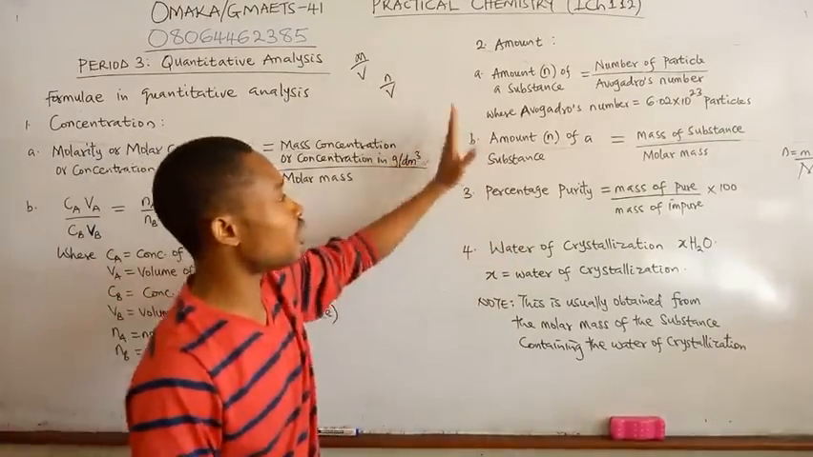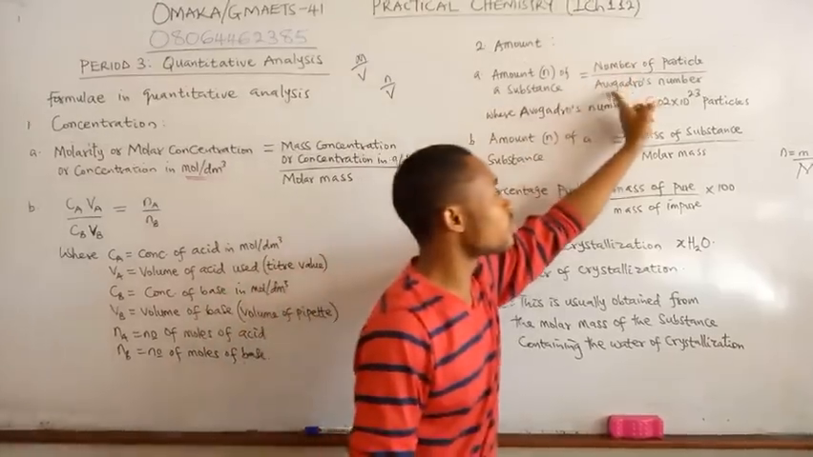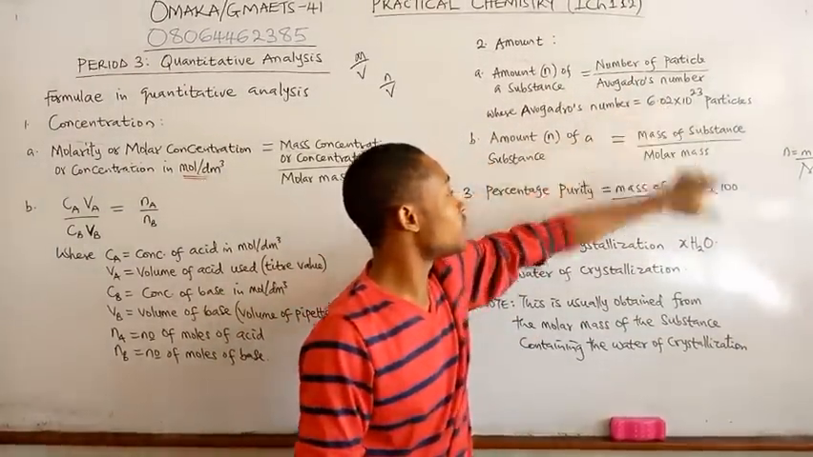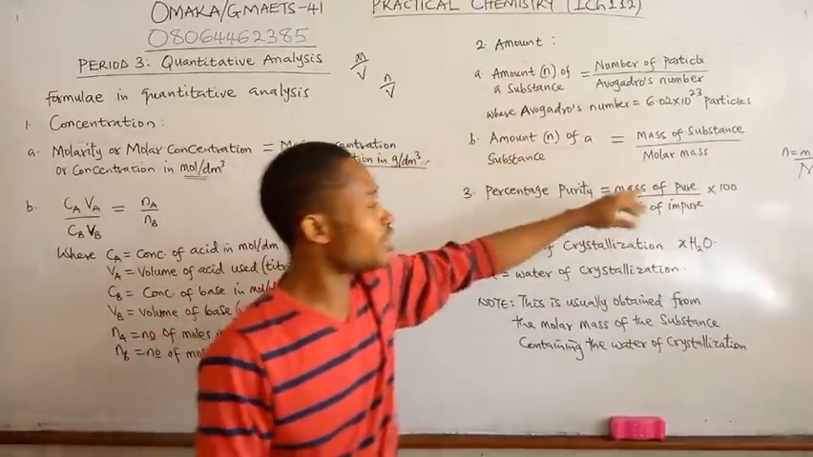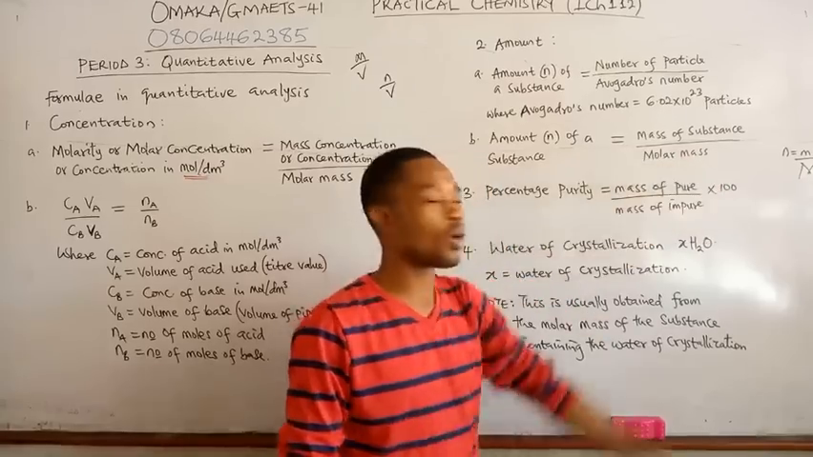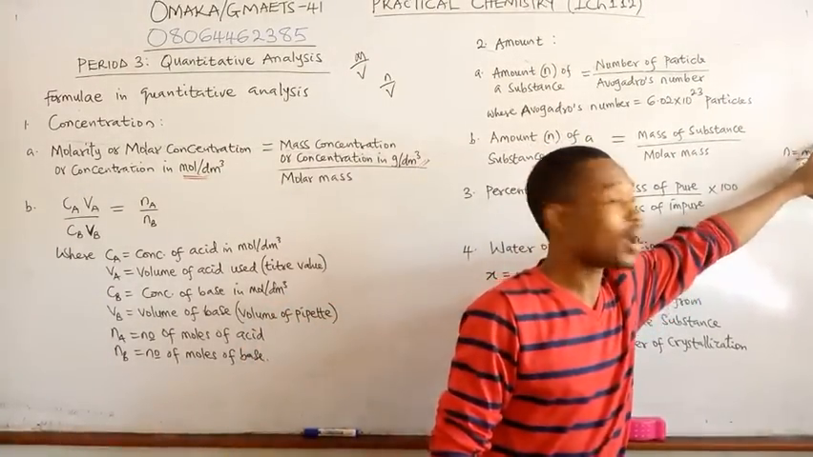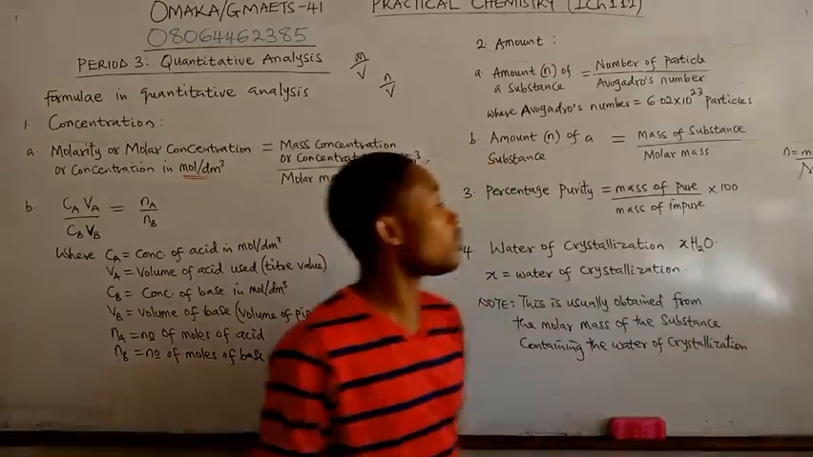Now other important formulas. Number 2, we have the amount formula. There are 2 of them here. One of them is number of particles divided by Avogadro's number. Avogadro's number is a constant. Another amount formula is mass of substance divided by what? Molar mass. N, the number of moles, is equal to mass of the substance divided by the molar mass.